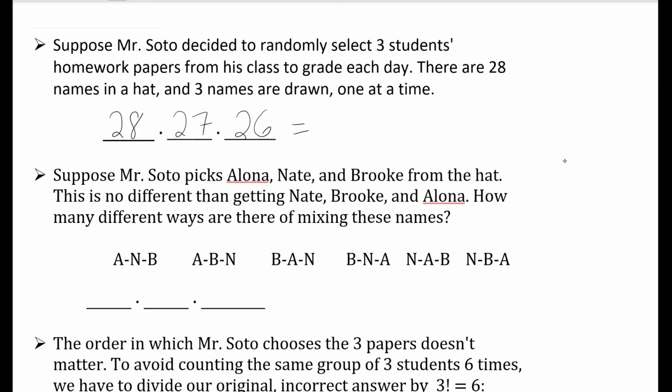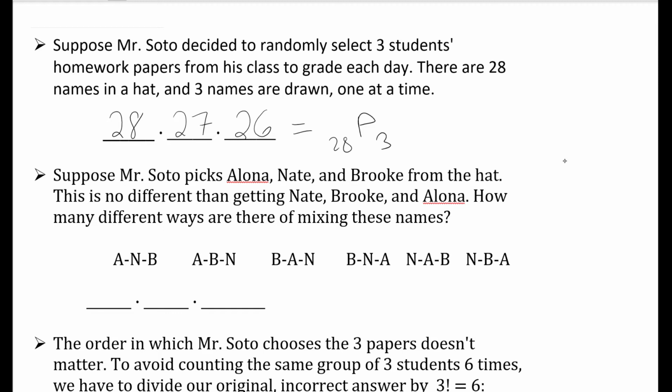So remember that this is only the permutations of 28 chosen 3 at a time, and this is only when order matters. If we want it where order doesn't matter, then we're going to have a lot fewer options. Because, for example, if Mr. Soto picks Alana, Nate, and Brooke from the hat, there's no difference in getting, for example, Nate, Brooke, and then Alana, because we're talking about order not mattering. It doesn't matter if those names are switched around. It only matters the actual names that are pulled.